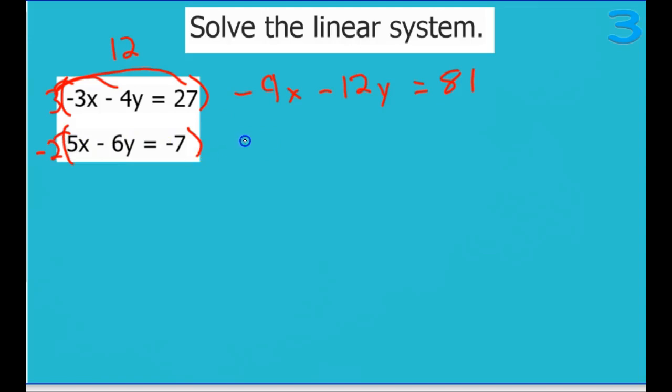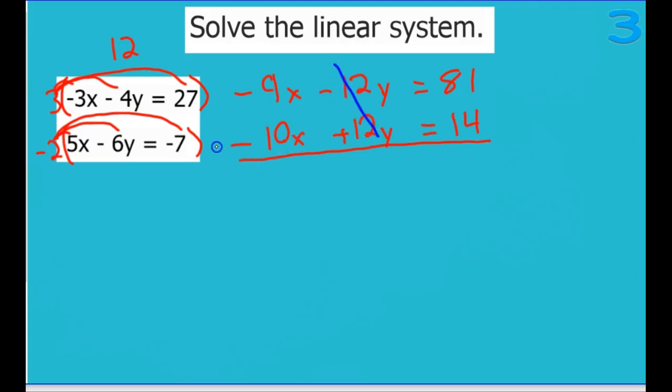So -2 times 5x is -10x. -2 times -6y is +12y. And -2 times -7 is +14. So, now we look for our opposites. Well, we have an opposite here, -12y and +12y, so we can get rid of those.